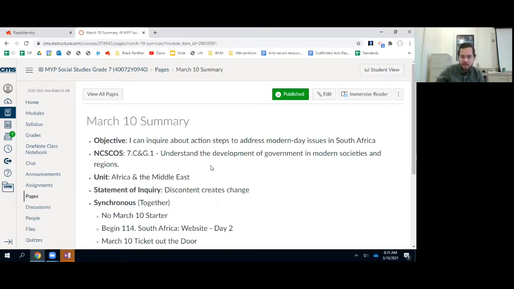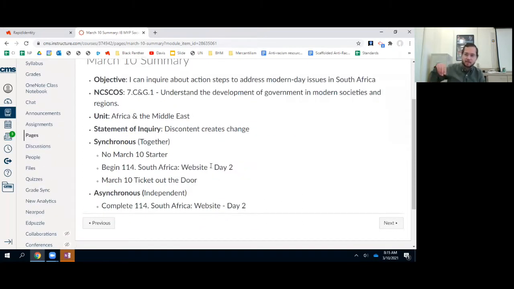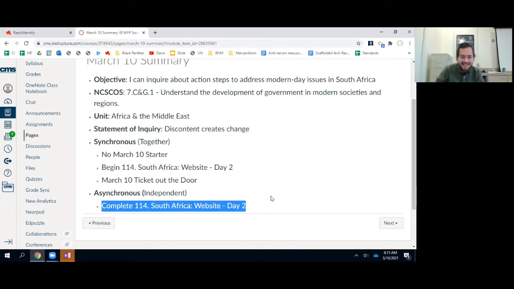Statement of inquiry: discontent creates change, and we're going to look at that through the lens of the discontent of the Black South Africans or the non-white South Africans creates this desire for change or something different. Okay. The synchronous work, no starter today. We're going to begin 114 South Africa website day 2, and then the ticket out the door will be the last thing of the day. And your asynchronous work is to complete 114 South Africa website day 2.